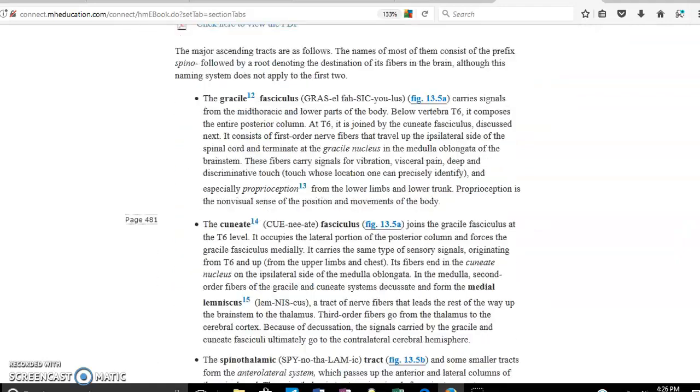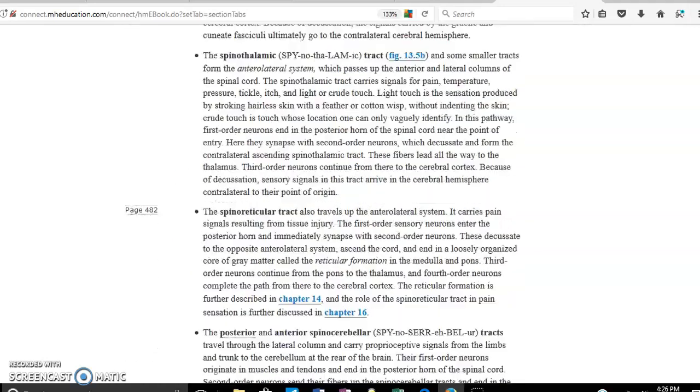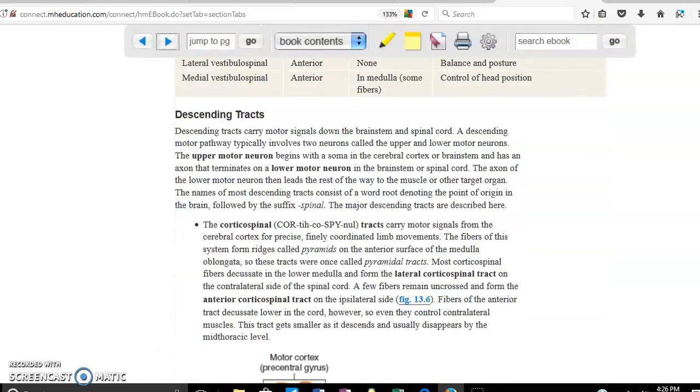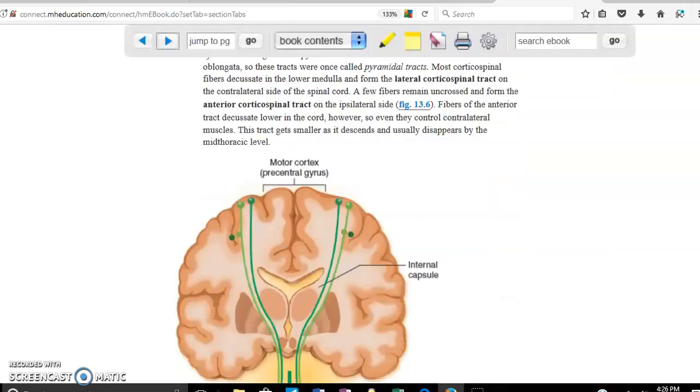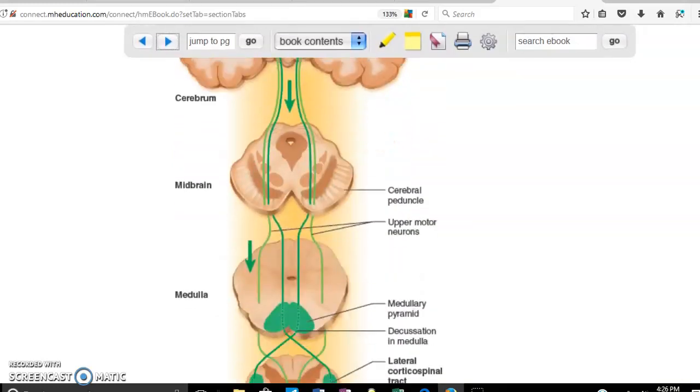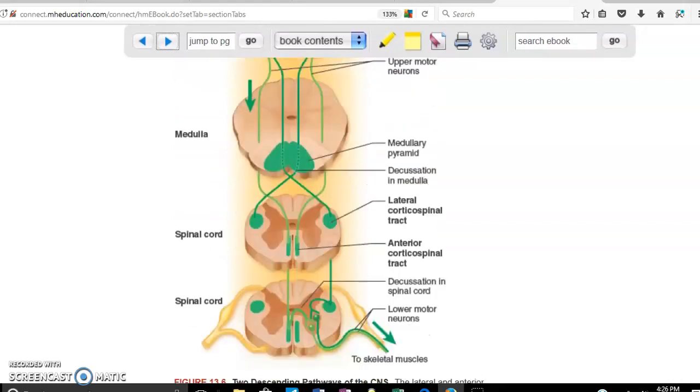So if we keep scrolling down, there you have the names of these tracts. You have a nice table in there. We'll go back to that table in a second. And you have right there descending tracts. Descending tracts, the information will go down from your brain. As you can see here, this is your brain, and you see the tracts, the nerves going down and the arrow going down. So obviously this is going to be descending because it goes down from your brain down into your muscles, right? And right here, as you can see, it says to skeletal muscles.